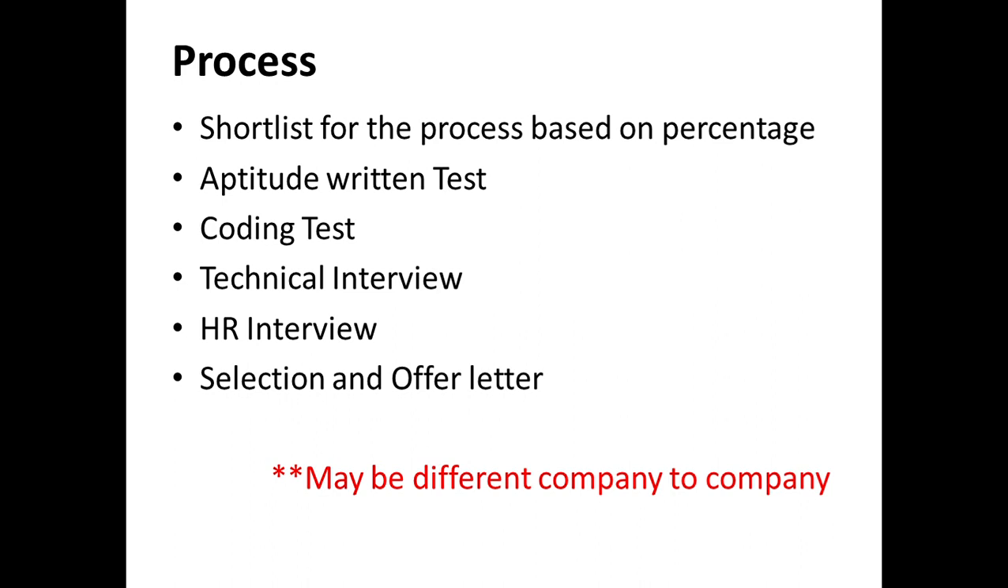And second is the aptitude written test. We will learn one by one in the next slides. And then the coding test, technical interview, HR interview, and selection and offer letter. This is the final one, and this is the happiness for us. And this process may be different from company to company as well.